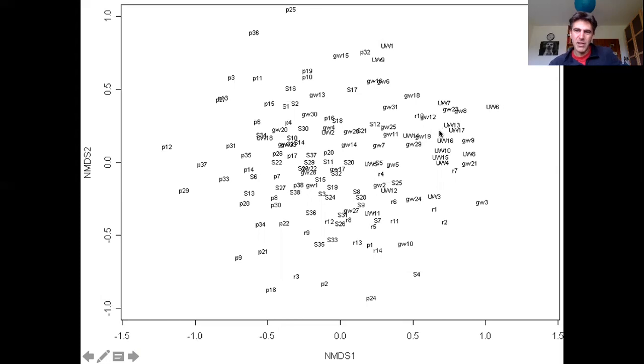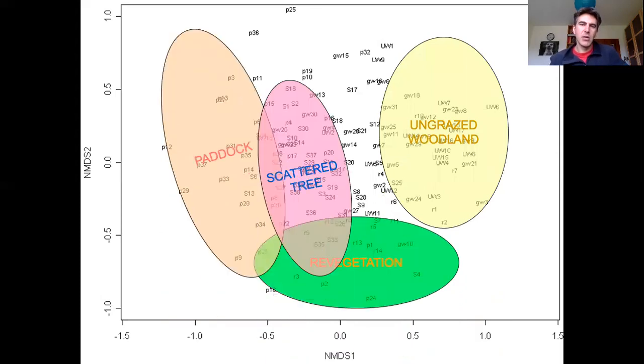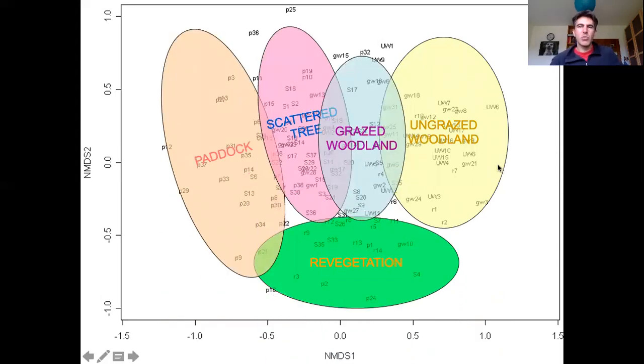And what we're finding here is the UWs are sort of all over here, meaning they are close together. If they're close together in multivariate space, and this is the bird data, it means they have similar birds. Similarly, the P sites are all together here, meaning they all have similar birds, and so on. If we look at this in a little bit more detail, we find that it looks a bit like that. We have ungrazed woodlands clustering, we have grazed woodlands, scattered tree sites, paddock sites, and the revegetation sites, in fact, also clustered a little bit in one particular location.